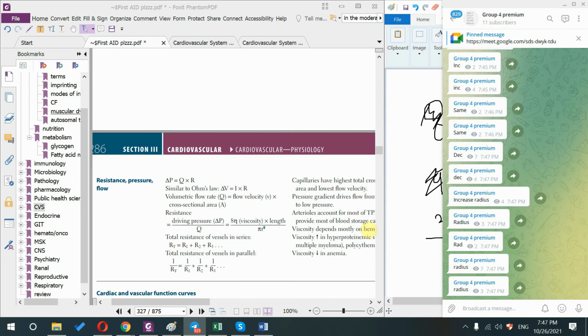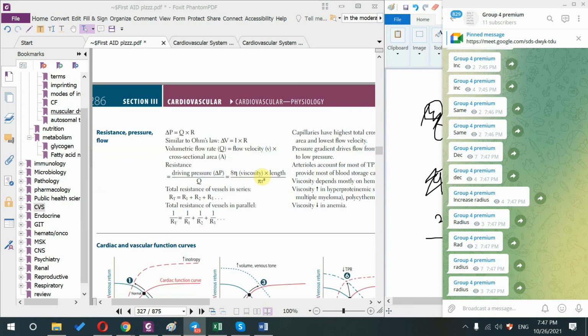For the length here, it's not important at all, because it's really difficult to check the length of a vessel, and it does not change in a way that is clinically relevant, but these two do.